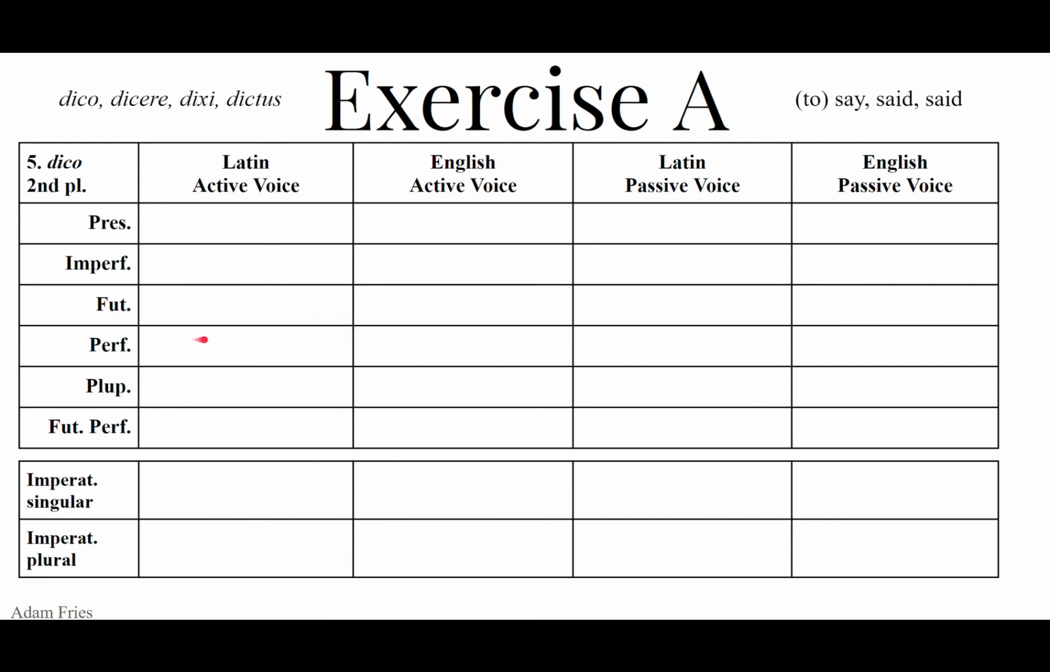Second person plural. The perfect active: isti, it, imus, istis, erunt. Dixistis, dixistis. Ye said, y'all said, ye have said. The passive, dicti, ae, a, estis, the present of sum. Ye were said, ye have been said.